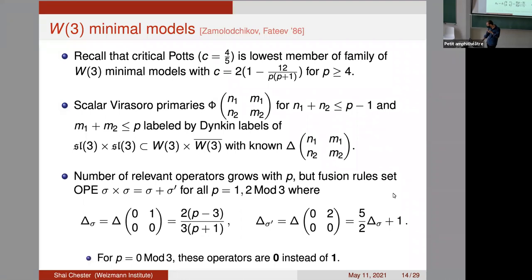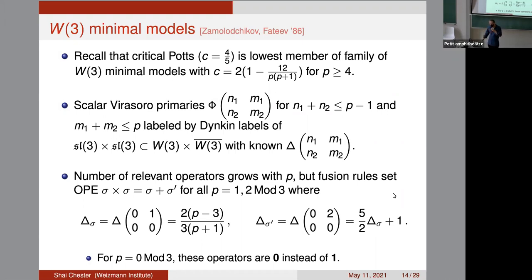I should note that this only works for P equals 1 and 2 mod 3, because for P equals 0 mod 3, these operators become singlets instead of being Z3 charged. So this is kind of a curious fact: even though the number of relevant operators is totally different as P changes, if you look at a specific OPE, it will look like there are only two relevant operators. And that's going to be important for the bootstrap.